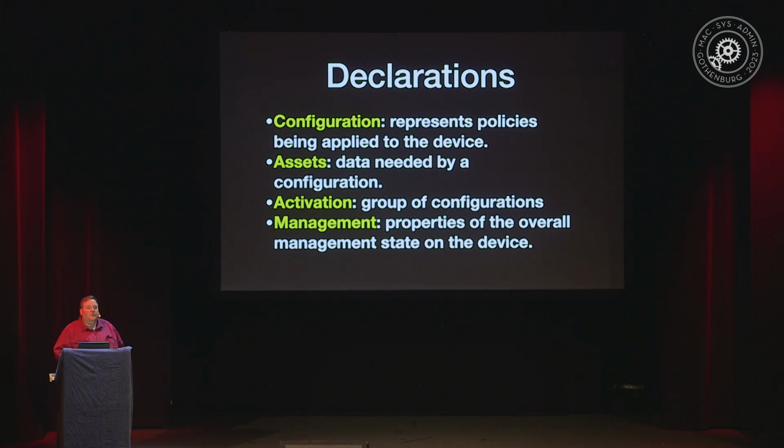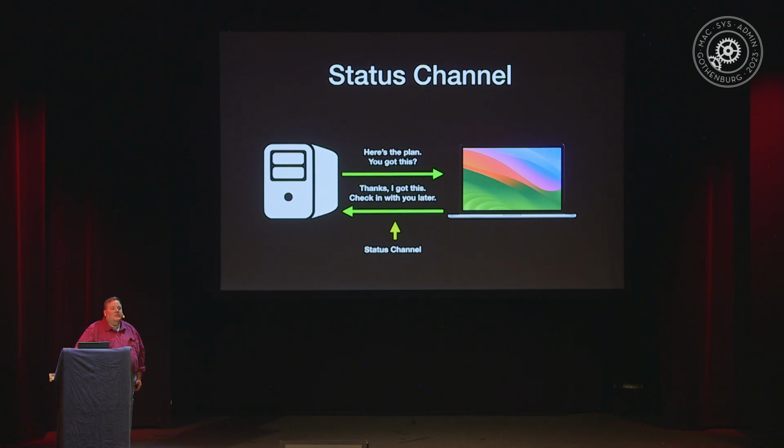Next, let's look at DDM's status channel. In the DDM communication model, there's communication between the management server and the device going on, but there is less communication because of the status channel. Status channel is a way for the server to subscribe to only that information that your server needs. Once the server has subscribed to the specific status items that it is interested in, the client will report to the server only on those status items. Once again, reducing communication, reducing load.